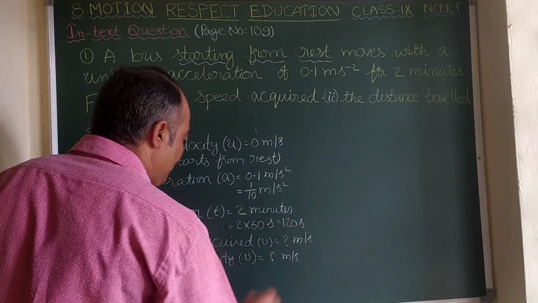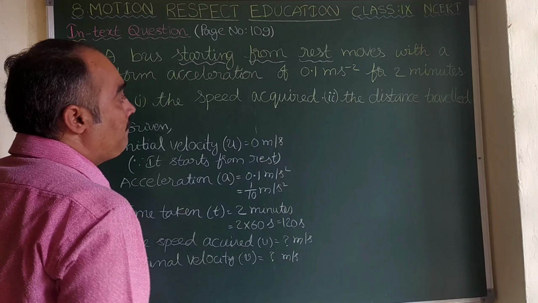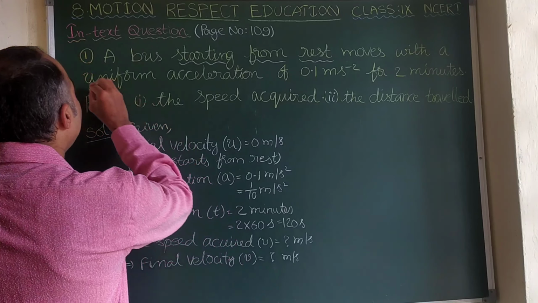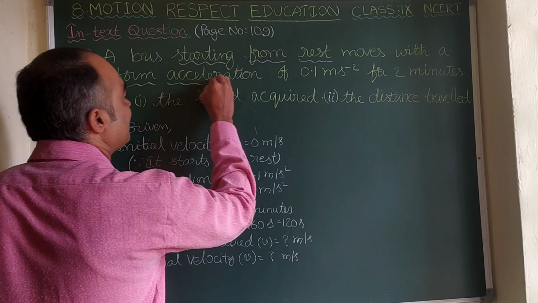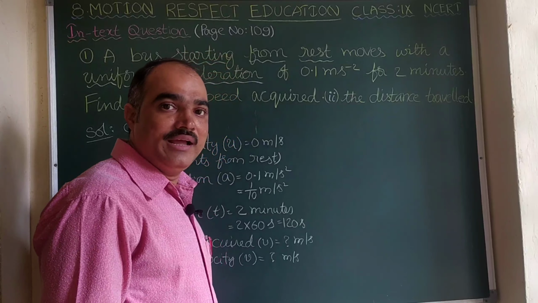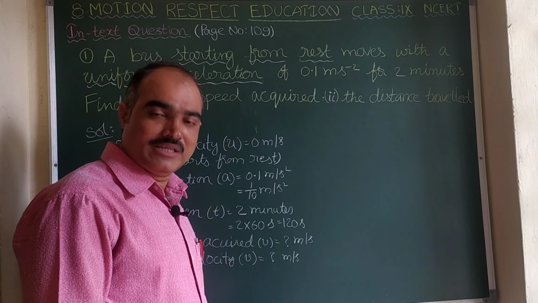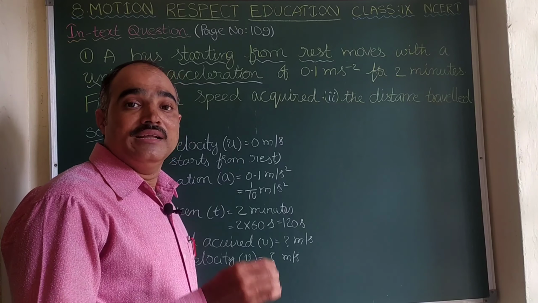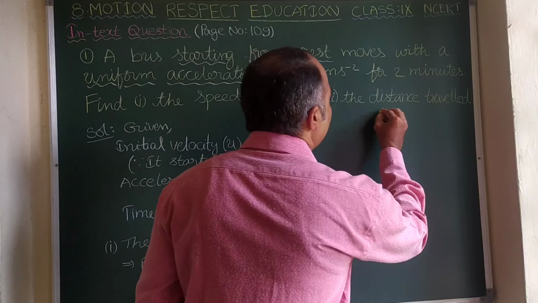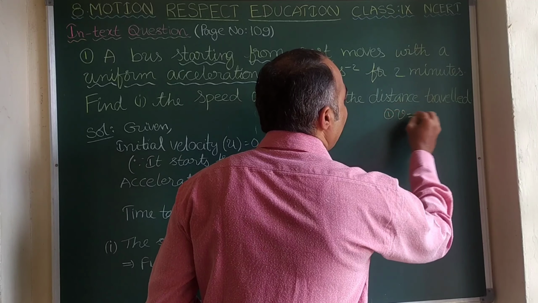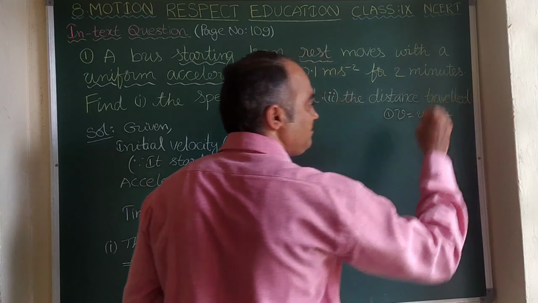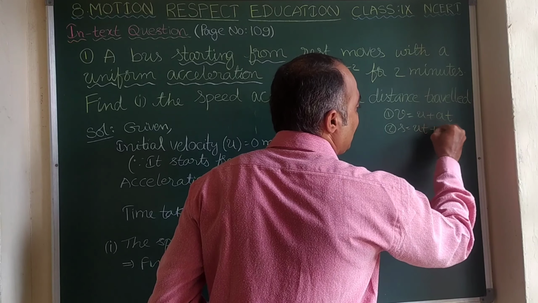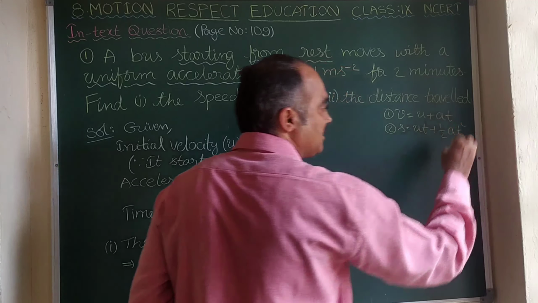Now here we need to find the value. Now here you observe this object or bus. It is moving with uniform acceleration. Very important point it is. If any object is moving with uniform acceleration, its motion can be described using 3 equations. Let us see what are those 3. First one is v is equal to u plus at. Second one is s is equal to ut plus 1 by 2 at square.